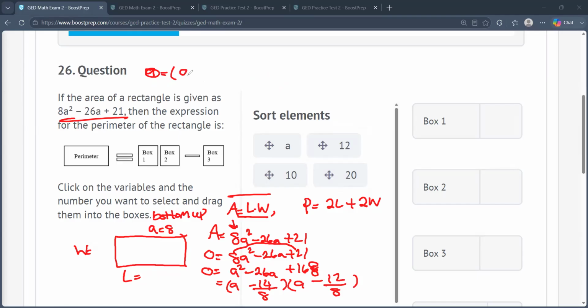So negative 14 over 8 can be reduced by 2. 14 over 2 is 7, 8 divided by 2 is 4. And then negative 12 over 8 can be reduced by 4. 12 divided by 4 is 3, 8 divided by 4 is 2. Then you can do bottoms up, since you can't reduce it anymore. So over here, you put the 4 in front of the a, so that's going to be 4a minus 7. And over here, put the 2 in front of the a, so that's going to be 2a minus 3.